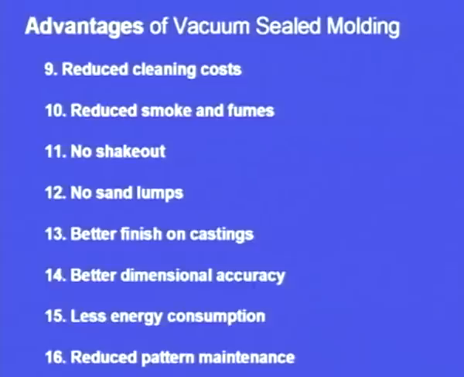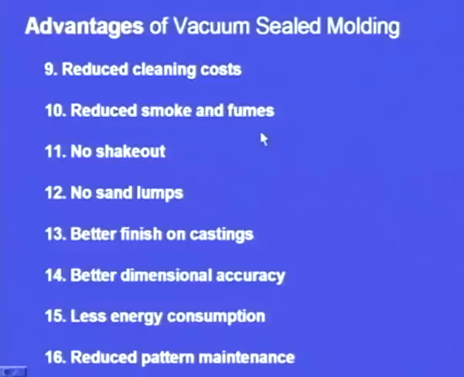And reduced smoke and fumes. That is the next advantage. In the case of the conventional sand casting process, there is moisture in the molding sand. When we pour the molten metal, the moisture will turn into vapor, and sometimes even smoke is generated, fumes are generated, and here there is no smoke, no such fumes. That is another advantage. And in the case of the conventional sand casting process, there is shakeout. After solidification is over, we have to break the sand.